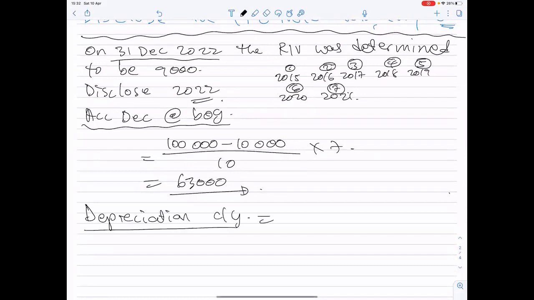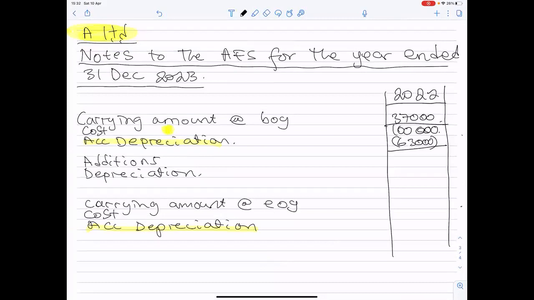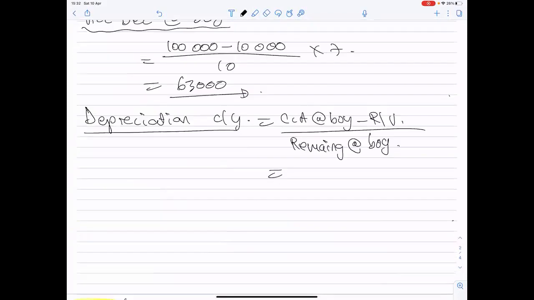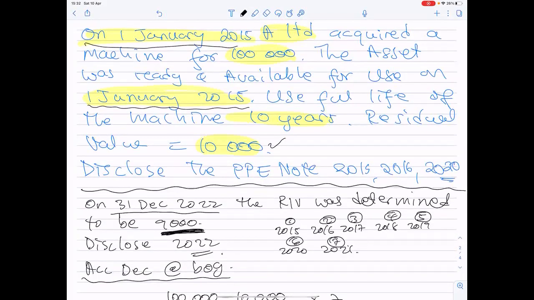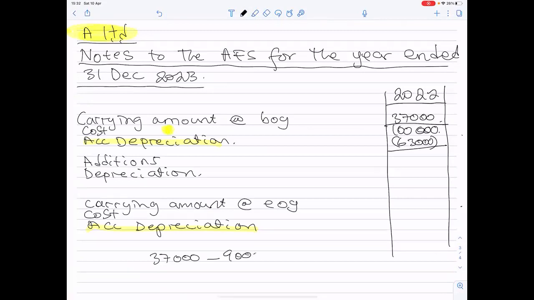Then the depreciation in the current year, we said, will be the carrying amount at the beginning of the year minus the new residual value divided by the remaining useful life at the beginning of the year. So our carrying amount at the beginning of the year is 37,000. We subtract the new residual value. They said the residual value is going to be 9,000 rand. Are we together? So 37,000 minus 9,000 divided by the remaining useful life at the beginning of the year, which is 10 years minus 7, so 3.